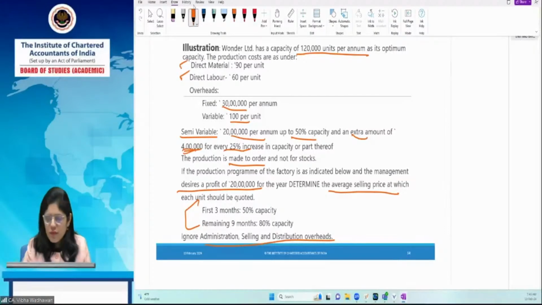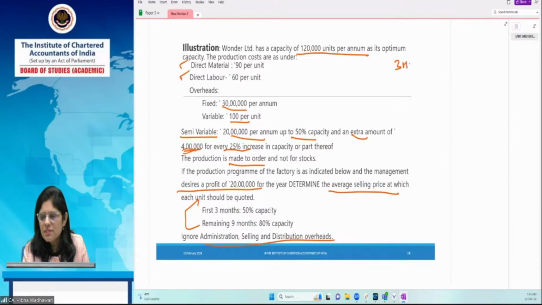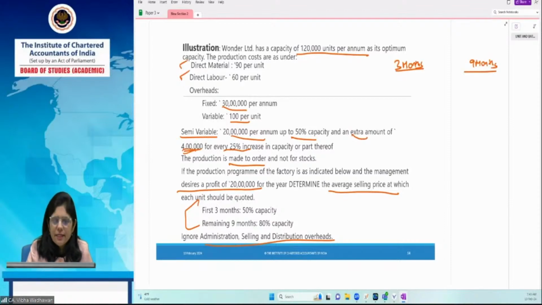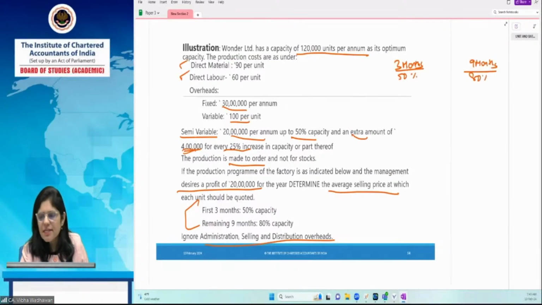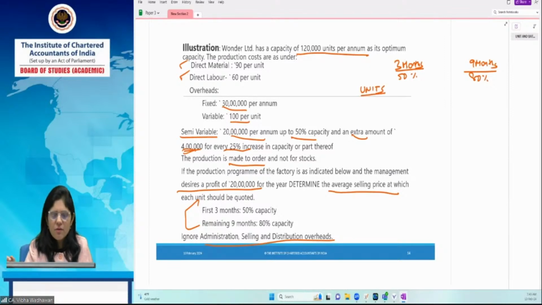So first we'll be doing it for 3 months and then we will be doing it for 9 months. So you have to do it separately. 3 months and 9 months. 3 months capacity is 50%. 9 months capacity is 80%. Can you tell me the units? Capacity as per the units. How many units are we producing as per the capacity?